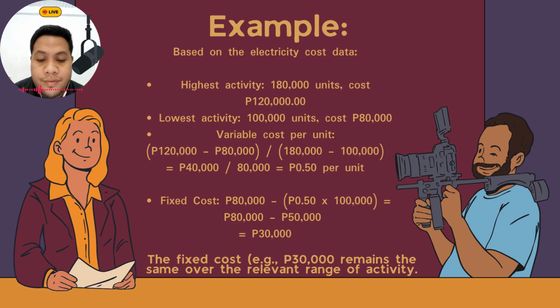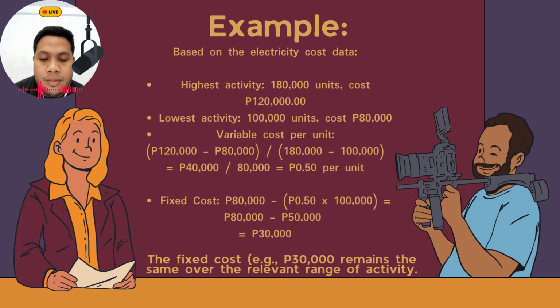Next, to get the fixed cost, first multiply the variable cost per unit, which is 50 cents, by the lowest activity level, which is 100,000 units, and we will get 50,000 pesos. Now, subtract the total variable cost, which is 50,000 pesos, from the total cost at the lowest activity level, which is 80,000 pesos, and that equals 30,000 pesos, which is the fixed cost.